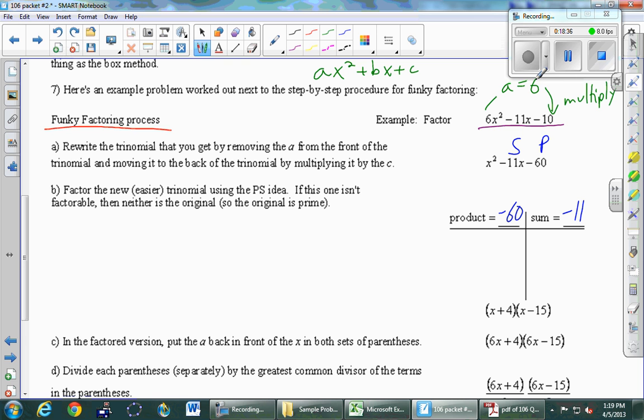For me, I do things in a very orderly process. I'll say, okay, I'm going to divide that by 1. What do I get when I divide it by 1? Negative 60. Then I'm going to try dividing by 2. Does it go in? Yep. 30. I'll divide by 3. Negative 20. Divide by 4. Negative 15. Divide by 5.